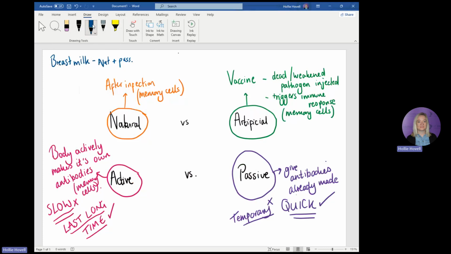Okay. Next example could be, what about if you were given a vaccine? We've sort of talked about that already. So it's artificial, it's not a natural thing. Is it active or passive? It's active because your body still has to respond to this pathogen, even though it's not going to hurt you. Okay, so it's active.